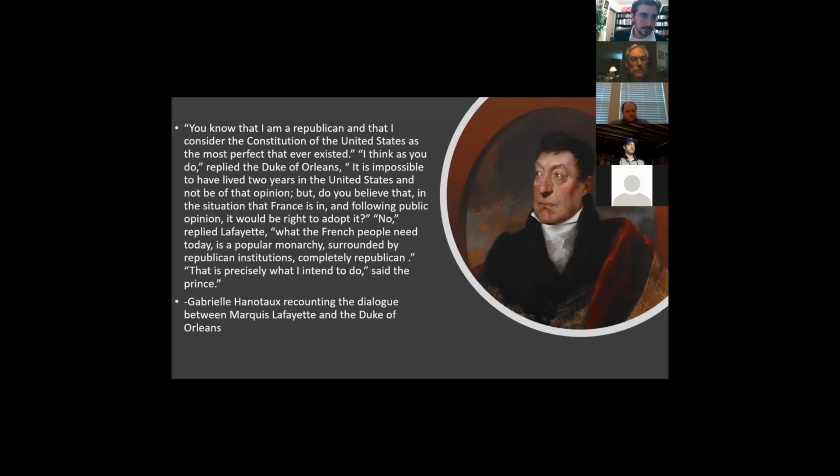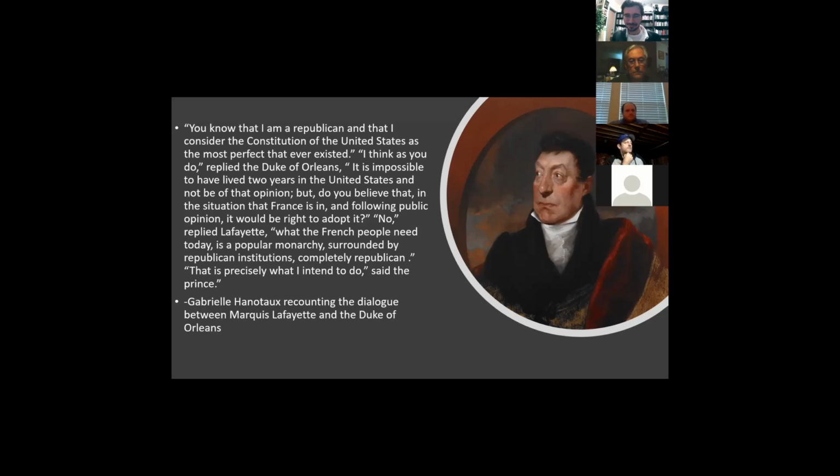Lafayette says, "You know that I am a Republican and that I consider the Constitution of the United States as the most perfect that ever existed." "I think you do," replied the Duke of Orleans. "It is impossible to have lived 2 years in the United States and not be of that opinion. But do you believe that in the situation that France is in, and following public opinion, it would be right to adopt it?" "No," replied Lafayette. "What the French people need today is a popular monarchy surrounded by Republican institutions, completely Republican." "That is precisely what I intend to do," said the prince.